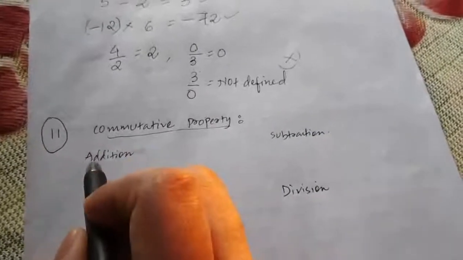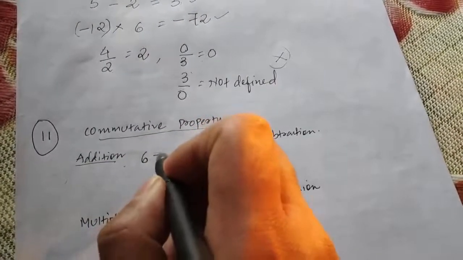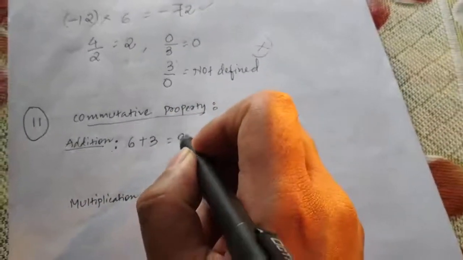So let us start with addition. If we take 6 plus 3, we will get 9.